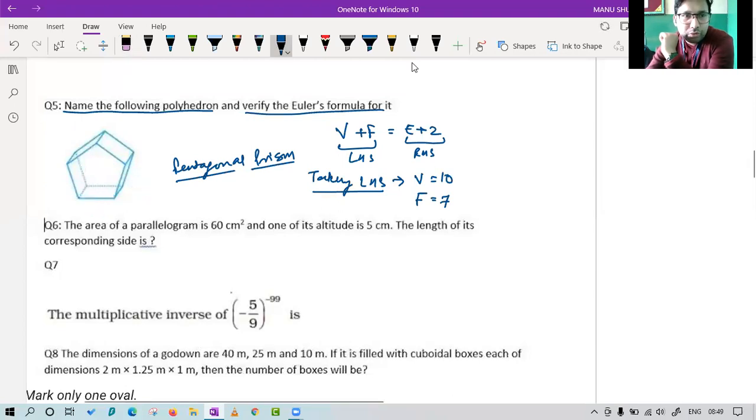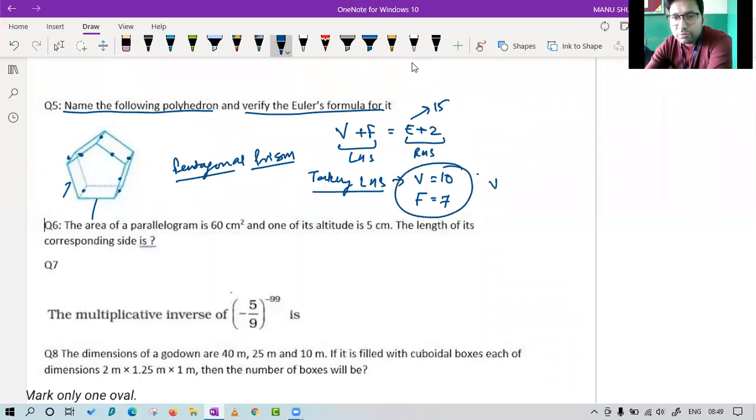Let's see. So you can see in the front face 1, 2, 3, 4, 5. In the front face, 5 edges. In the back face also 5 edges. So there are 10 edges in front and back combined. Then 11, side 1, 12, 13, 14, and 15. So there are 15 edges. So E is 15.